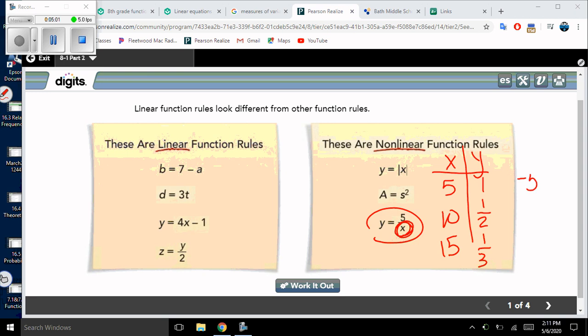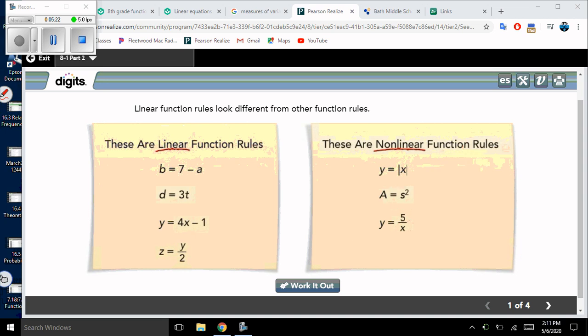Negative 5 is going to be what? Negative 1. Negative 10, if I plug that in, is going to be negative 1/2. And negative 15, if I plug that in, is going to be negative 1/3. So again, if you want to go ahead and plot those lines, you're not going to get what you think. It certainly is not going to be linear. All right, and I thought that was important to get that point across here.